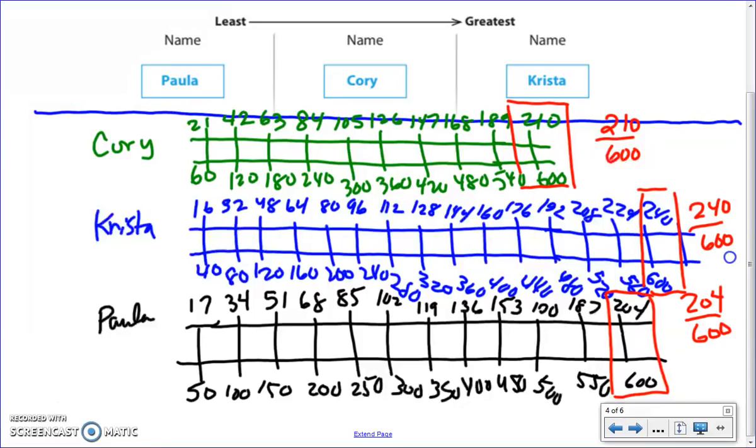So if we're talking about percent from least to greatest, Paula would make the least percent because it's the smallest amount per 600. So she would be the smallest. Corey only made 210, so she would be the next smallest. And Krista would have made 240, so she would have been the greatest. The other way that you could solve this problem would be like this.